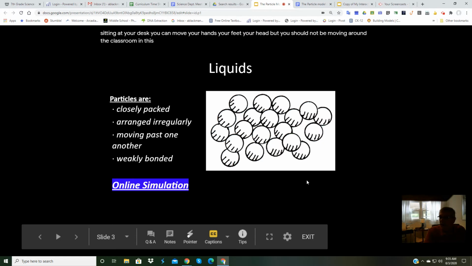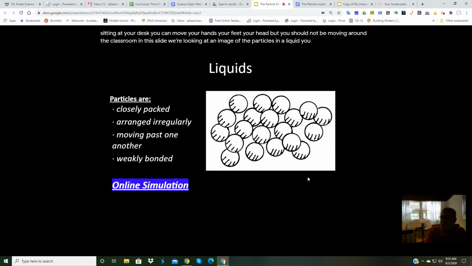In this slide, we're looking at an image of the particles in a liquid. You should notice that the particles are not as organized and are not as tightly packed together as particles in the solid. The particles are still connected, but they can slip and slide past each other. Particles in a liquid have more energy than particles in a solid, and they move faster.